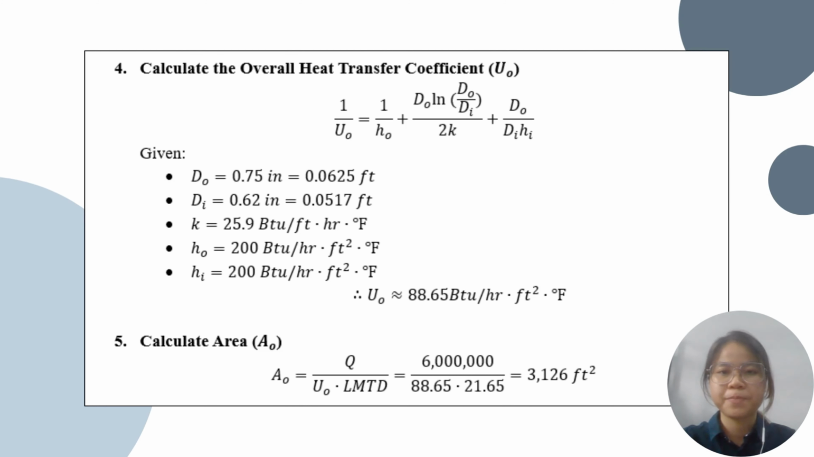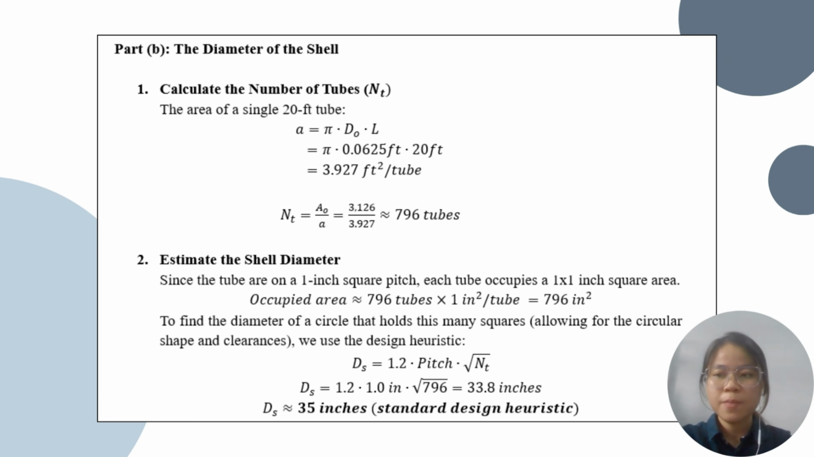3,126 square feet. So moving on to part B, first we determine the number of tubes, NT. A single 20-feet tube with a 0.75-inch diameter provides about 3.93 square feet of area. Dividing our total area by this value tells us that we need approximately 796 tubes.